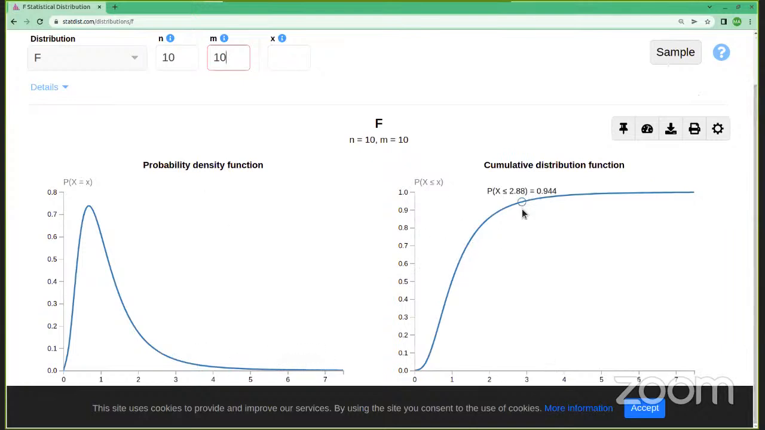Okay. So as this is a continuous distribution, your CDF will be like a curve. There will not be any cuts. So if it is discrete, there will be breaks in between. F distribution is also a continuous distribution.